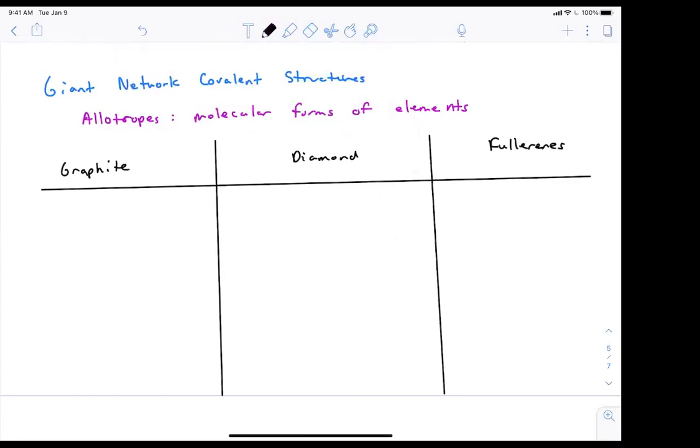So graphite are sheets of carbon that form hexagons. And so the carbons are bonded such that they form hexagon shapes, which means that they are trigonal planar in shape, because each carbon is only bonded to 3 other carbons.